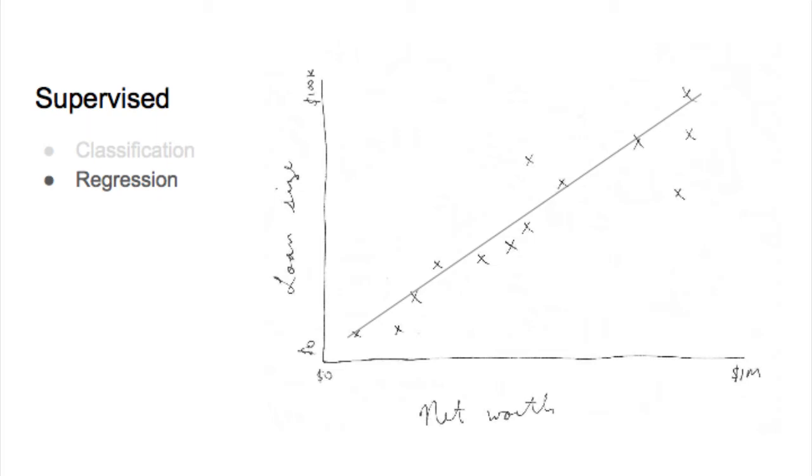And just the y value then would be the size of loan we extend them. So here it looks like it would be $75,000 or something. So that is another kind of supervised machine learning algorithm.